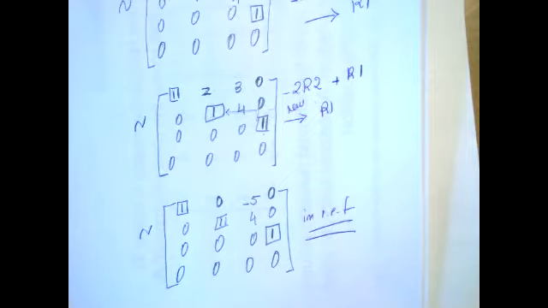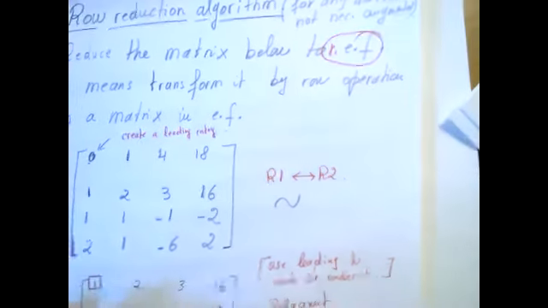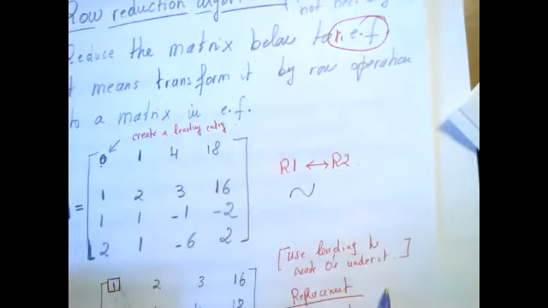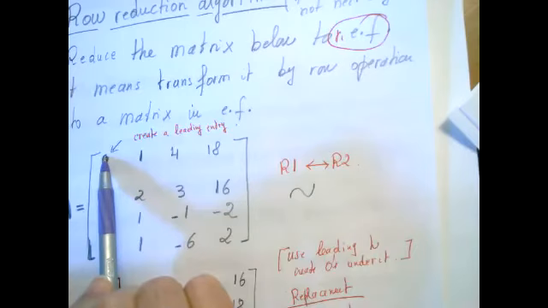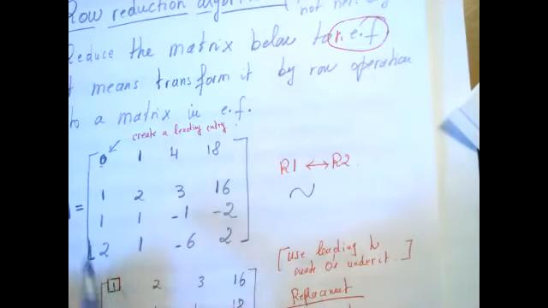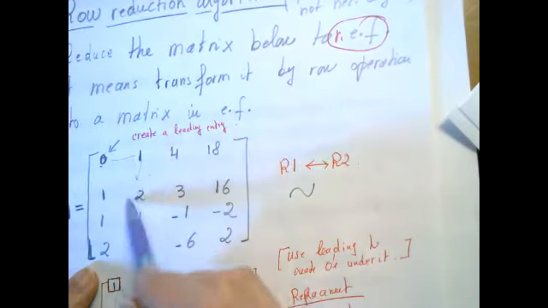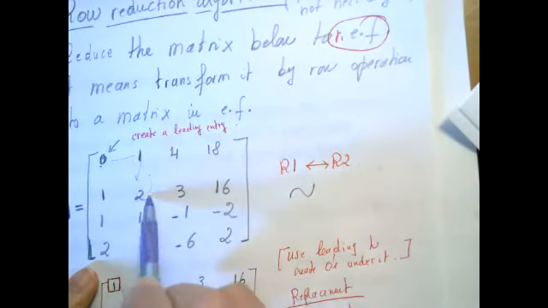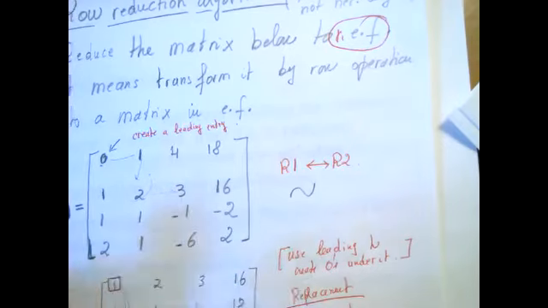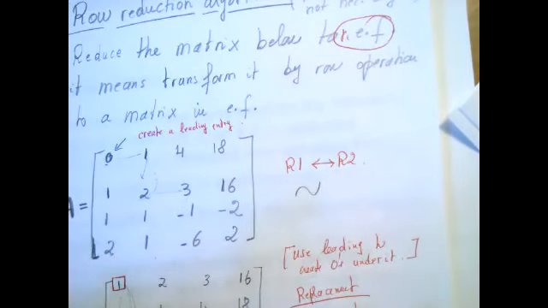So let us summarize the algorithm to go from the matrix to the echelon form. We start from the top, create a leading entry, make everything under it 0, then we move to the right, create a leading entry, make everything under it 0, and then we keep going. That's from the matrix to the echelon form.